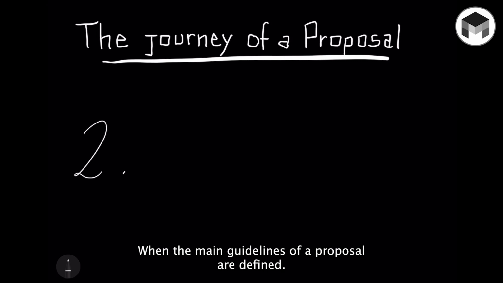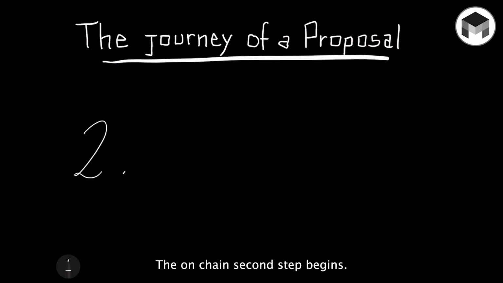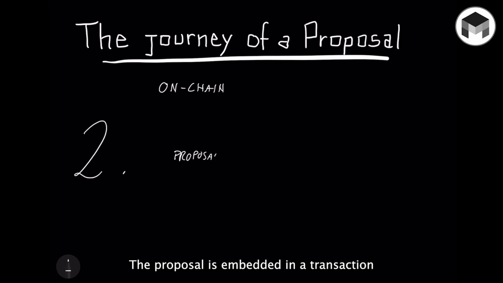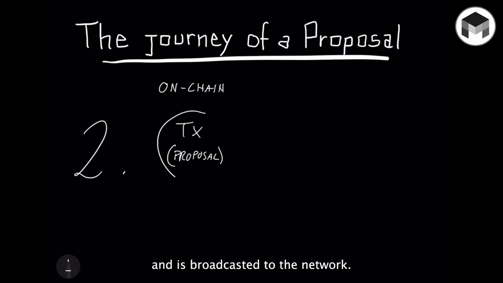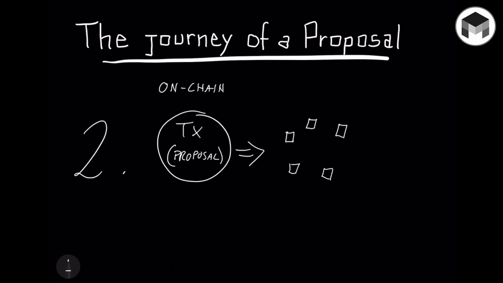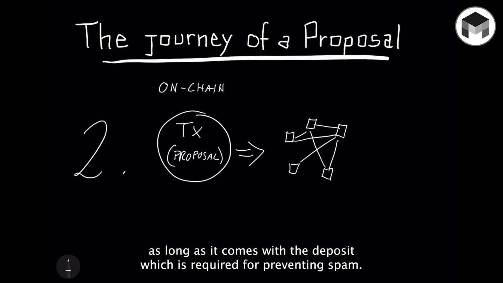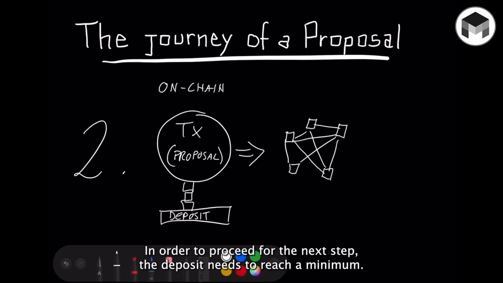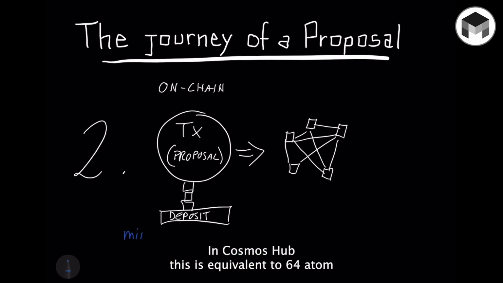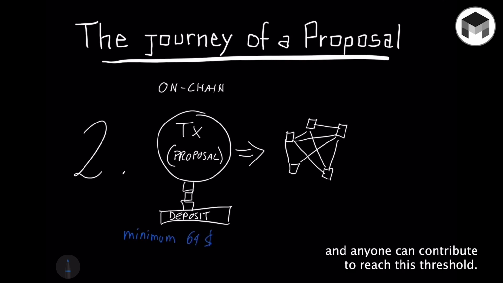When the main guidelines of a proposal are defined, the on-chain second step begins. The proposal is embedded in a transaction and is broadcasted to the network. Anyone can make this transaction as long as it comes with the deposit, which is required for preventing spam. In order to proceed for the next step, the deposit needs to reach a minimum. In Cosmos Hub, this is equivalent to 64 atoms, and anyone can contribute to reach this threshold.